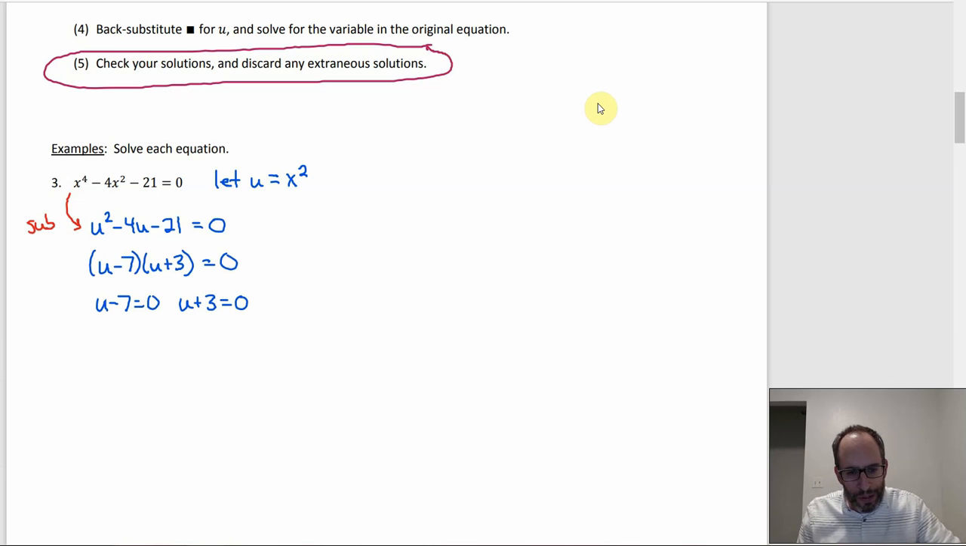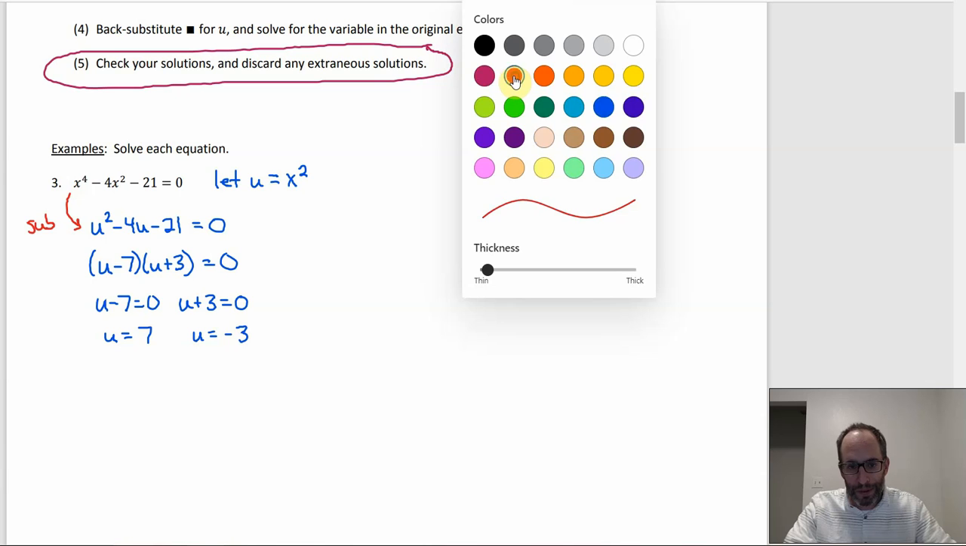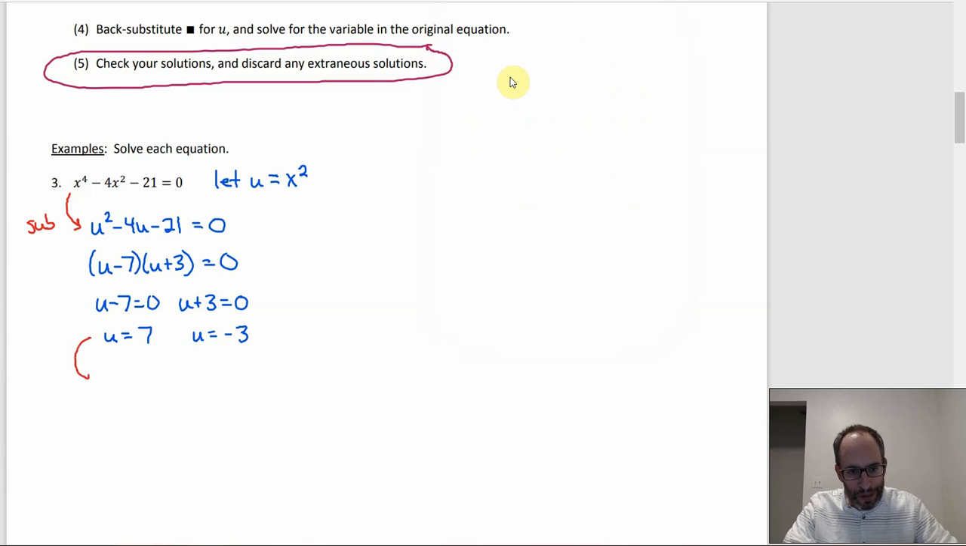And if we solve those, then here we'll get u equals 7. Here we'll get u equals negative 3. And then we've got to back sub, right? So from here to the next line, you've got to back sub. And if we do that, since u is x squared, we'll have that x squared equals 7, or x squared equals negative 3.